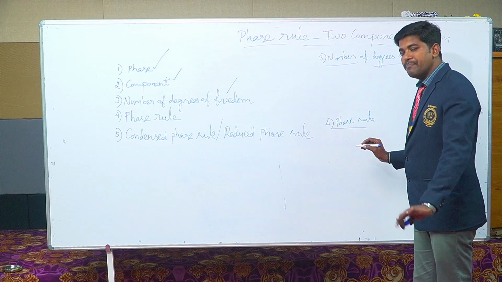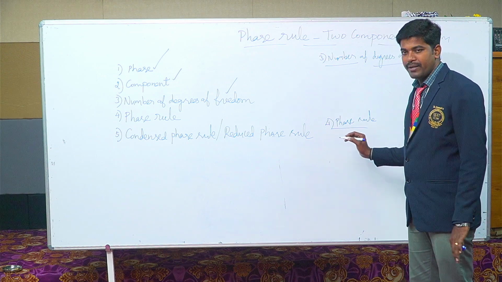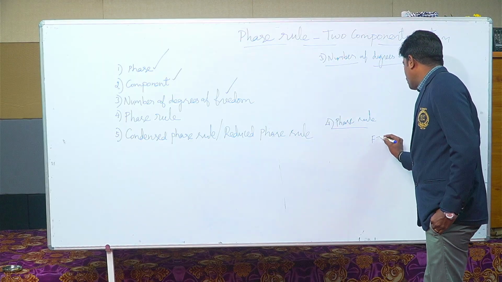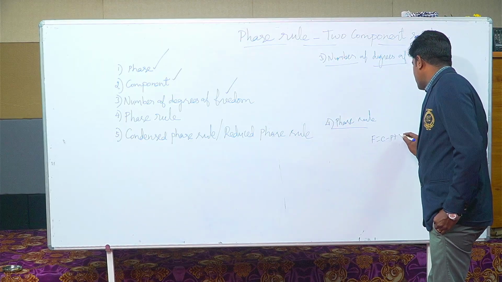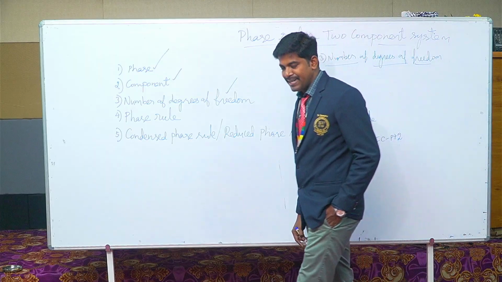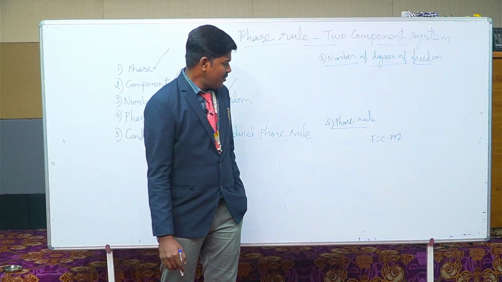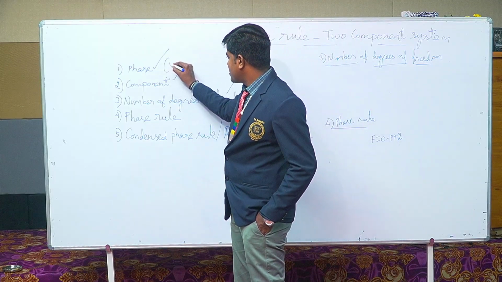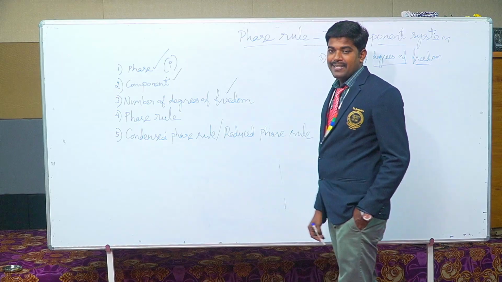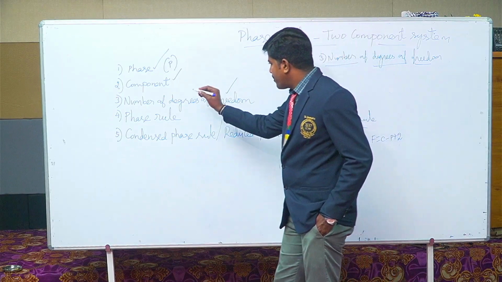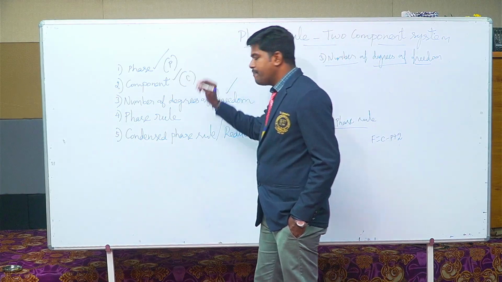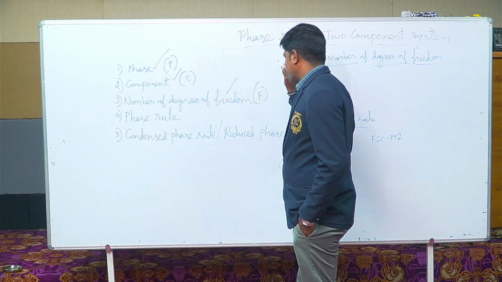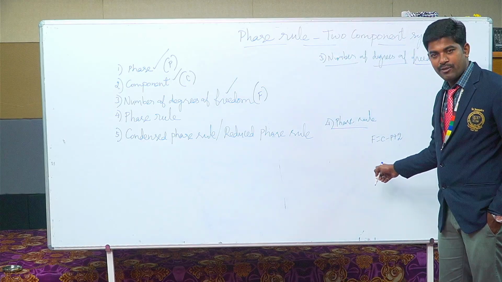The phase rule is a simple equation. By using a simple equation, you can easily define the phase rule. That is F = C - P + 2. F = C - P + 2. What is F, what is C, what is P? Phase is abbreviated as P. Component is abbreviated as C. Number of degrees of freedom is abbreviated as F.